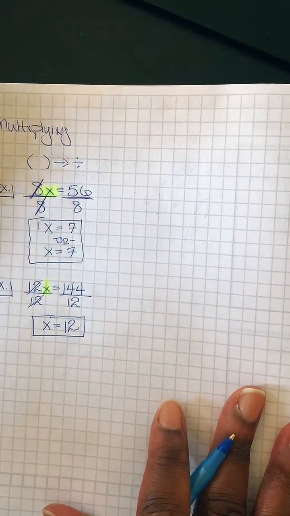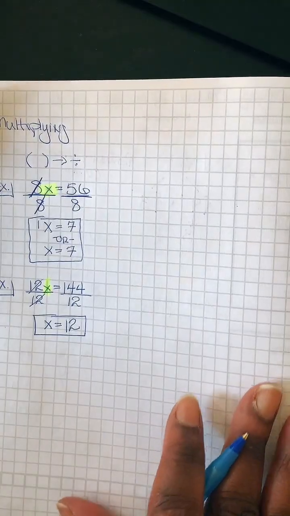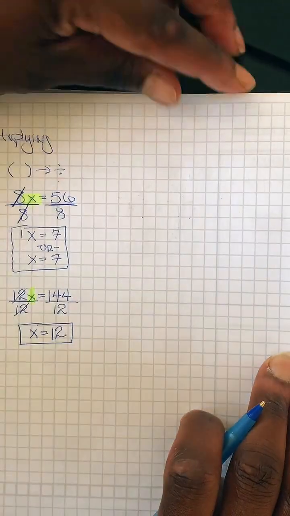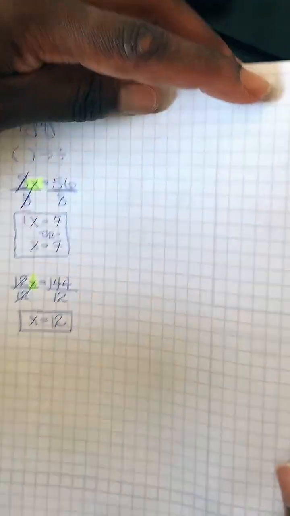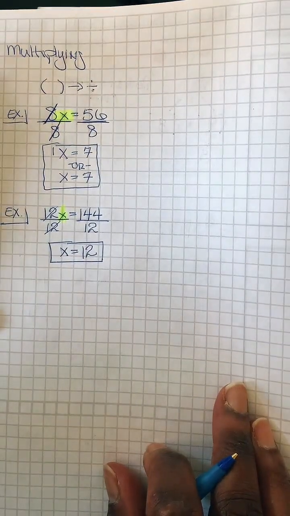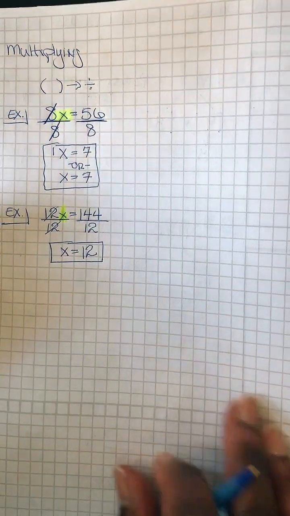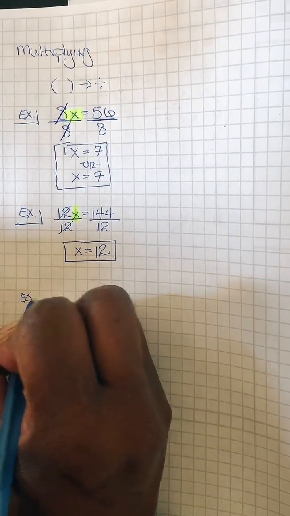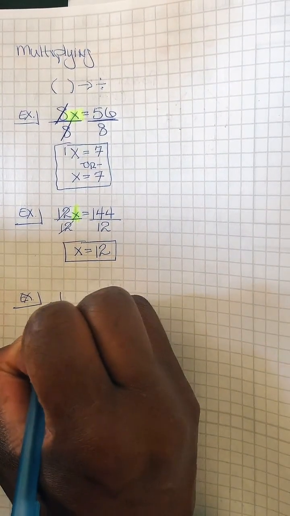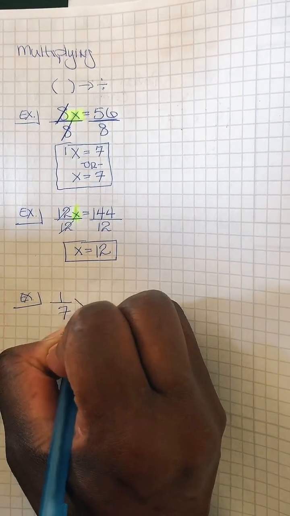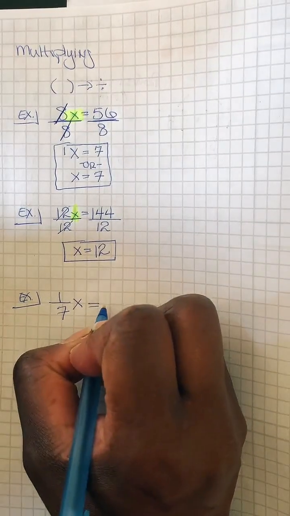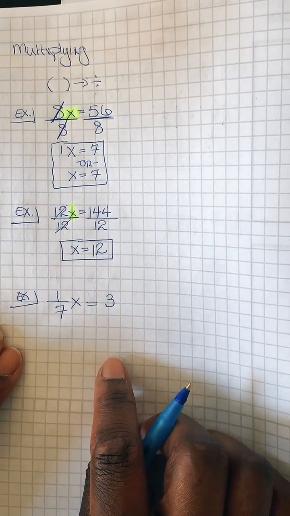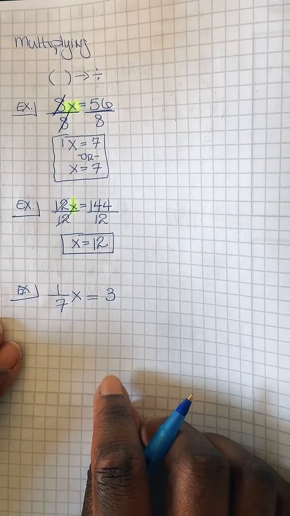Now, the last part, and it tends to get to people, okay? It is still going to be multiplying. And then I will touch a little bit on dividing. But what happens if you have to multiply a fraction? So let's say, for example, we have 1/7 x equals 3. And you're probably saying, ooh, that's a little advanced, Audrey. I'm like, it's okay. I'm going to walk you through it. You'll be all right. Okay?